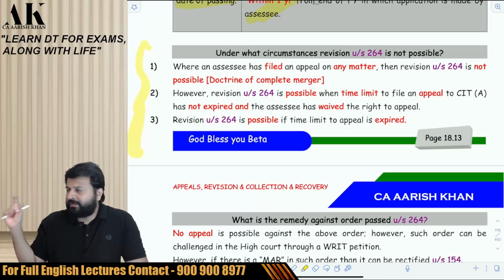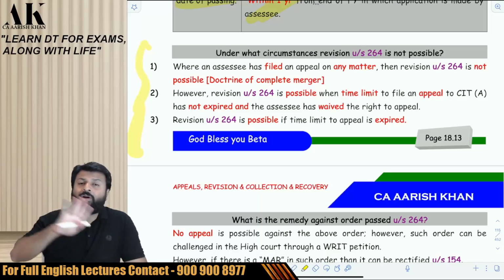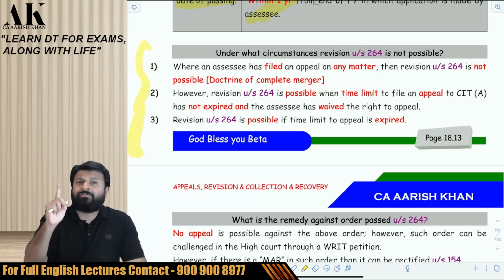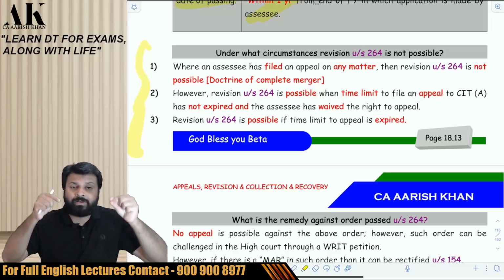First, if there is an AO's order and there are 100 matters in AO's order, even if you appeal on one matter, you cannot go for revision for the remaining 99 also. There are 100 matters in AO's order. Even if you appeal one matter, you cannot go for revision under 264 for the remaining 99 items also. This is known as doctrine of complete merger.